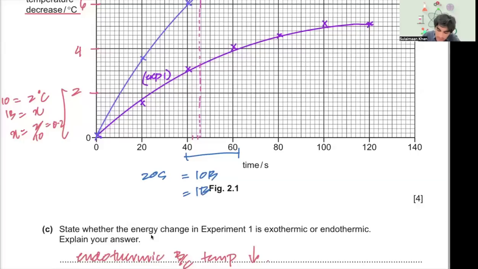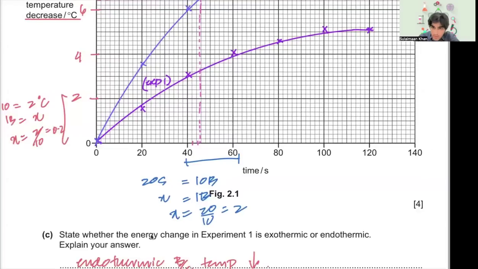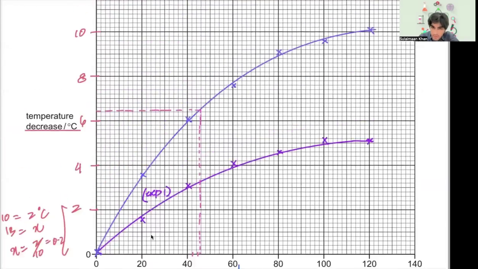So one box means how many seconds? X equals 20 over 10. One box represents 2 seconds. So if this is 40, that's 42, that's 44, and 45. You can't cheat the examiner. Remember, if this is 42, that's 44, the examiner expects you to draw the line between 46 and 44. You can't cheat him.